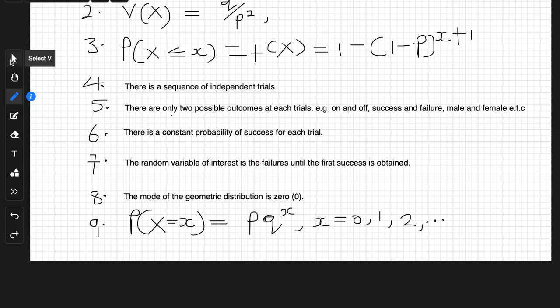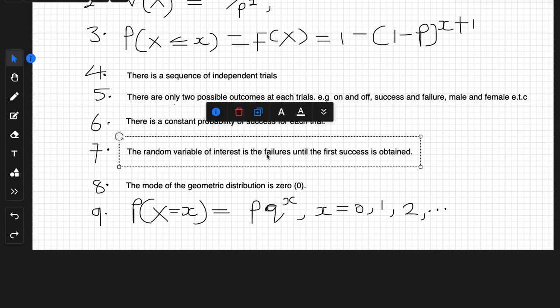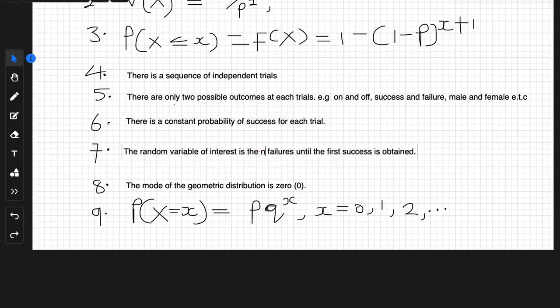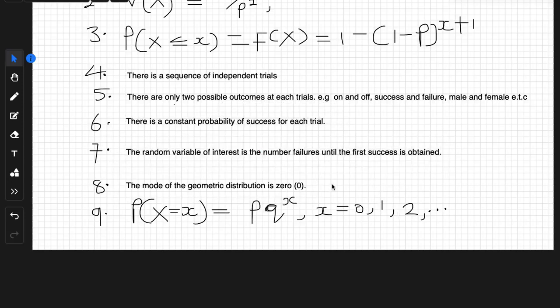until the first success is obtained. And then the mode of this type 2 geometric distribution is 0. So the mode of type 1 is 1.